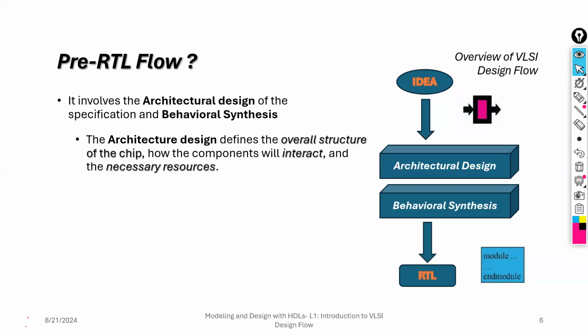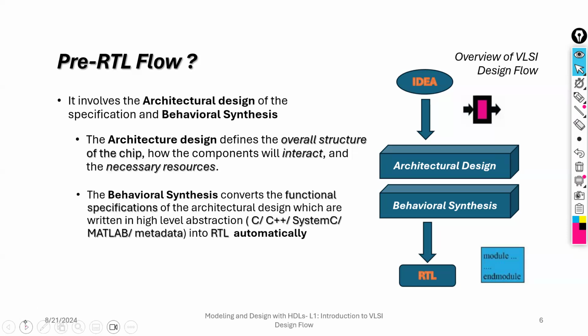The next one is called behavioral synthesis. The behavioral synthesis will convert the functional specifications of the architectural design, which are written in high-level abstractions. Generally, as I mentioned, for example, this is an idea, with different kinds of inputs and different kinds of outputs. What the architect will do is create some blocks to realize this particular idea.